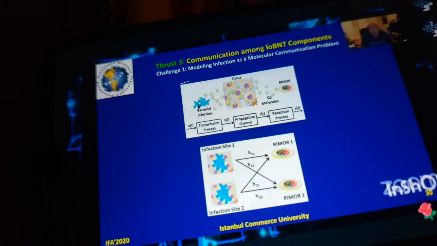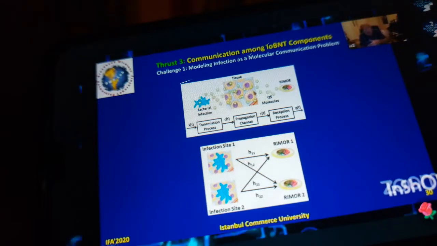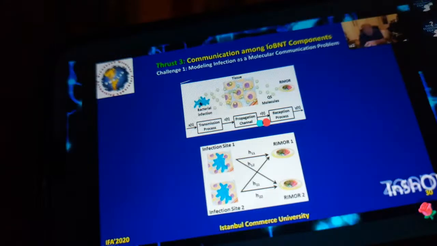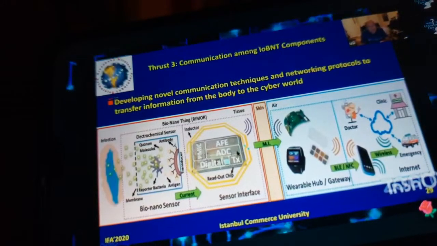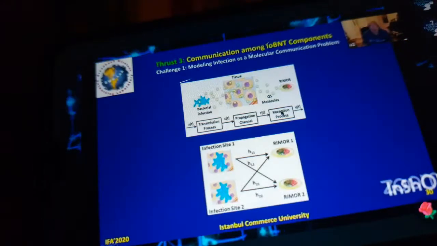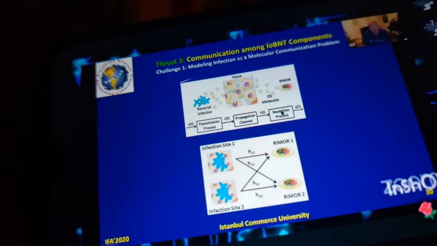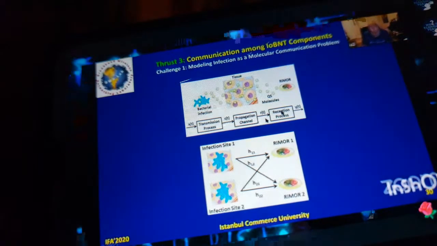So these bacterial infection molecules are coming out, and then they move inside the body, and then reach the remor, which is closed. I'm showing you this one. So from here, the transmitter moves here, and then it will be received by these remors, and then the reception process. So then we developed this molecular communication channel model and analyzed it.